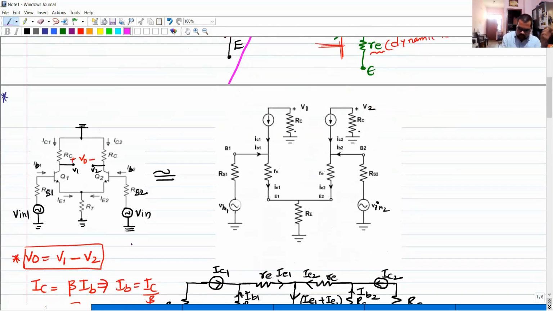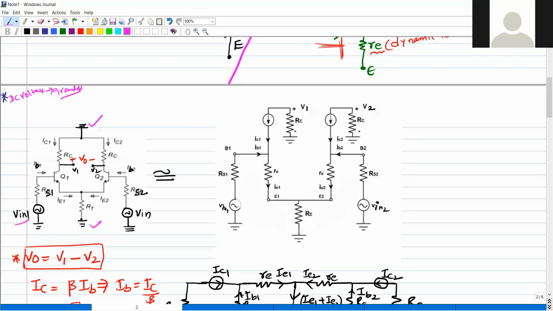See here, the first DC voltage source is grounded. Yes or no? This one is grounded and this one is grounded. I am putting the same AC voltage sources, Vs1, Vs2. Right? And this is our first circuit, that is the differential circuit, just as I replaced.